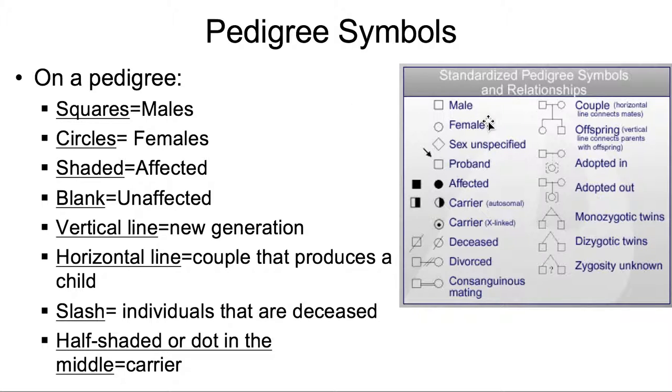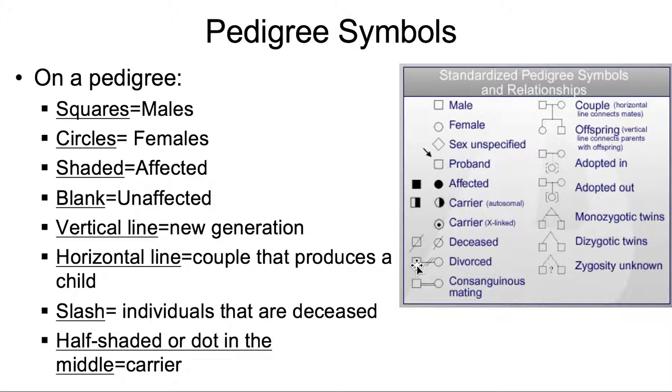Squares stand for males, circle stands for females. Anything that's shaded in is an affected individual. An individual who has that trait or that disease. Anything that's blank is an individual that's unaffected. Vertical lines indicate a new generation. So here's a couple. That vertical line indicates their new generation. They're two kids. Horizontal lines indicate a couple that produces a child. Whether or not they're married doesn't matter. It's just that they had a child together.